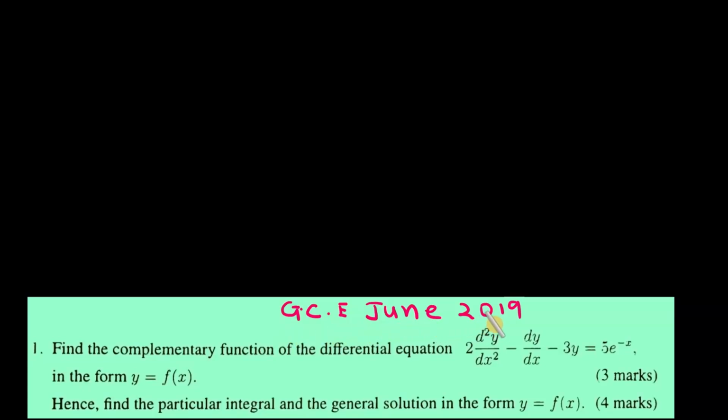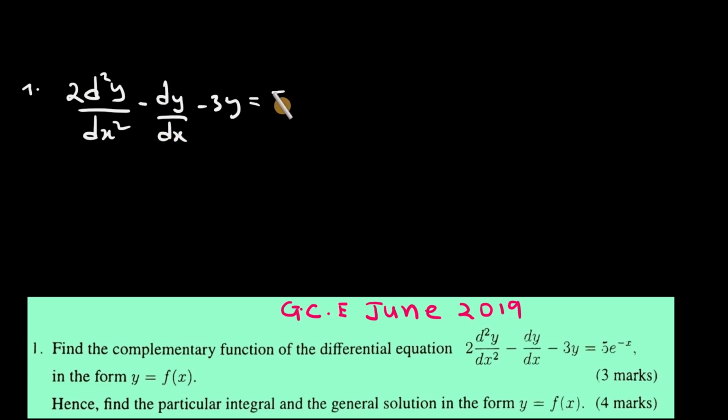GCE June 2019, question 1. Find the complementary function of the differential equation 2 d squared y dx squared minus dy dx minus 3y is equal to 5e to the negative x in the form y equals f of x. Hence, find the particular integral and the general solution in the form y equals f of x.